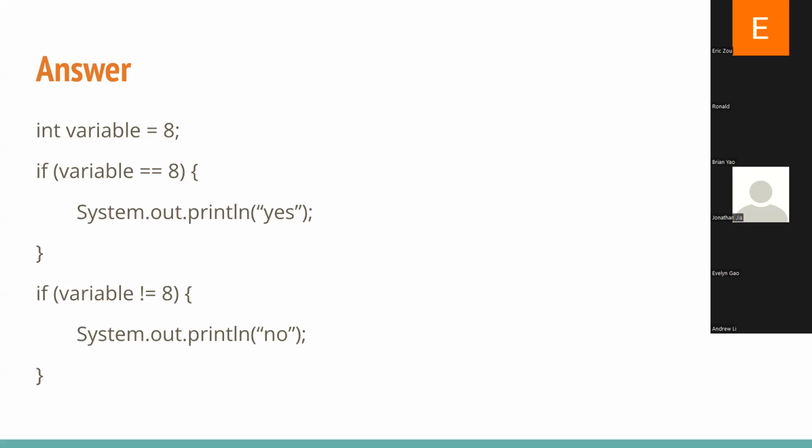So if variable was like 9, it would go through the first if statement. So if 9 equal to 8, then print out yes. And obviously we know that's not true. So it would skip the first if statement and go to the second. And if 9 does not equal 8 and that's true, then we print no.